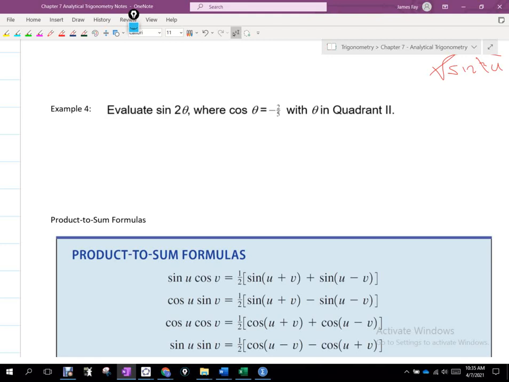Now, I'm not asking you to find the other 6 trig functions. That'll be a procedure in this problem, but they're asking, if you know what cosine of theta is, that should tell you everything you need to know to find sine of 2 theta. Just like if I know cosine of theta, that's everything I need to know to find sine of theta, secant theta, cosecant theta, cotangent theta.